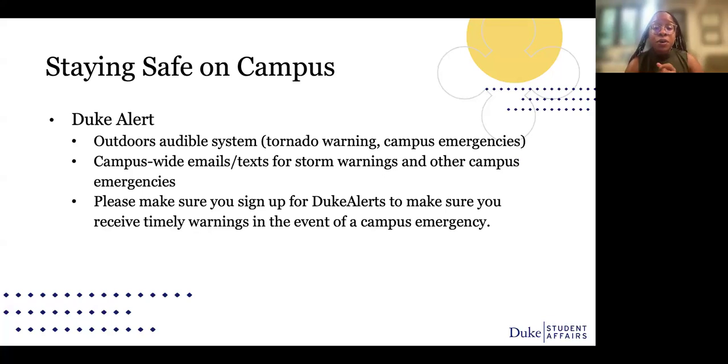Your RAs will be putting you in a GroupMe. Please make sure you join your floor GroupMe and check your emails for your RC's emails, because there might also be good information in there, and that's how we'll get information out quickly to you all if anything's affecting your individual residence hall. And please make sure you sign up for the Duke alerts. That's how you'll get the text messages from the Duke alert system. So make sure you sign up for those.